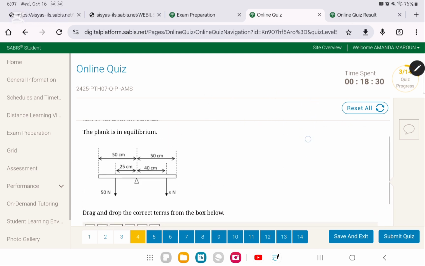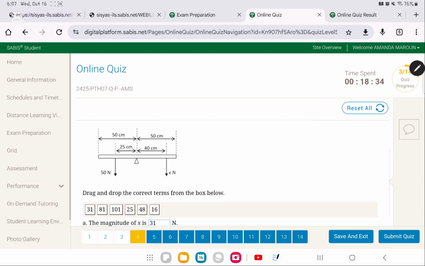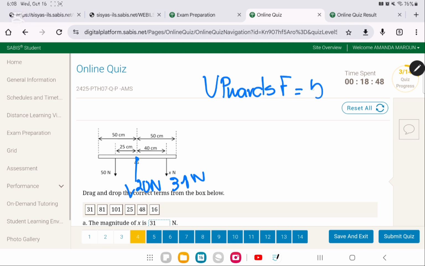So let's take all the forces. This is why I told you to pay attention to this one, the weight of 20 newtons, because we have 20 newtons as a weight downwards. This is an additional force. Here we have it as 31 newtons. So the upward force is equal to 50 newtons plus 20 newtons plus 31 newtons. If you do it on your calculator, you will get 101 newtons.